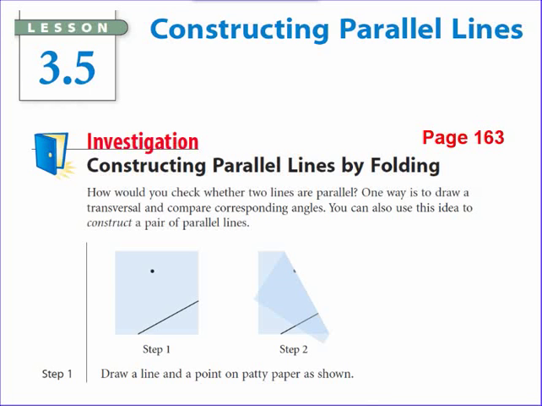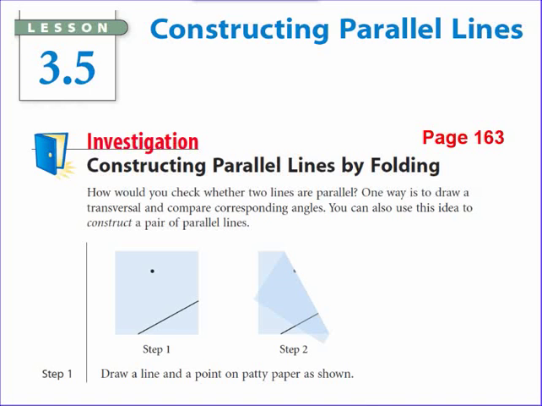First step, you've got your patty paper there. Draw a line and a point on the patty paper as shown. Go ahead and follow that step. That is step 1. Where on the paper? I would do it as it's shown on the patty paper. It doesn't have to be the exact same, but at least follow somewhat. Now, step 2.